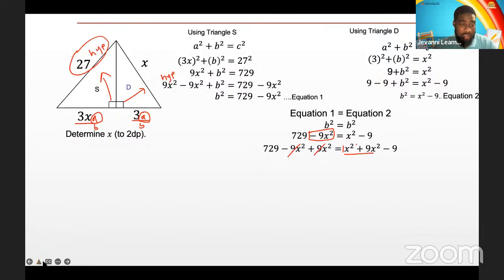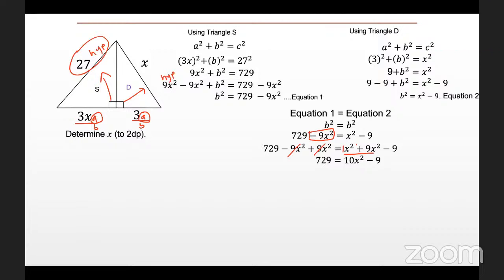So let me get that next part rolling. So now you see that we're just left with 729 on the left side of the equation, and that's equal to 10x squared minus 9, right?